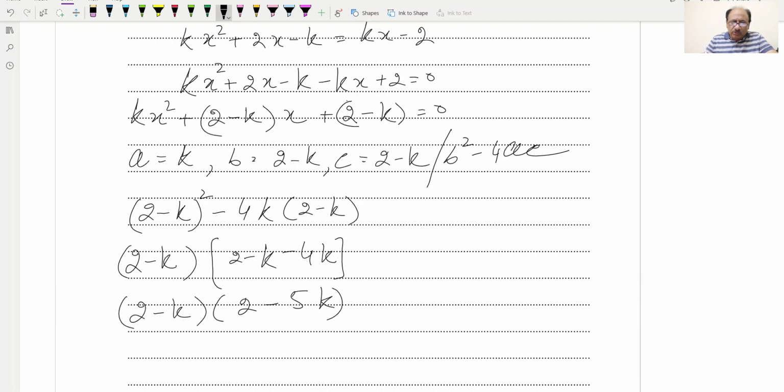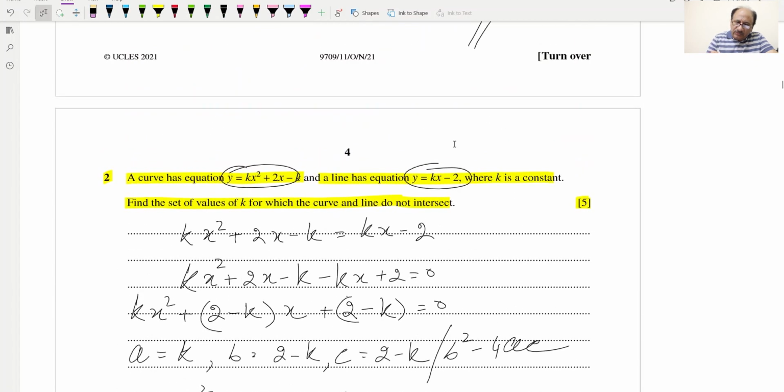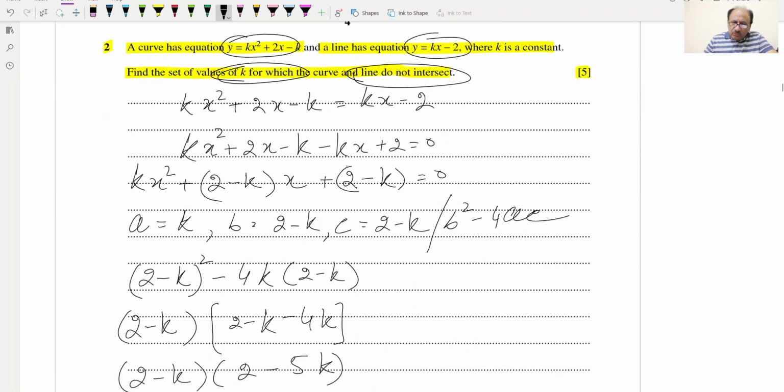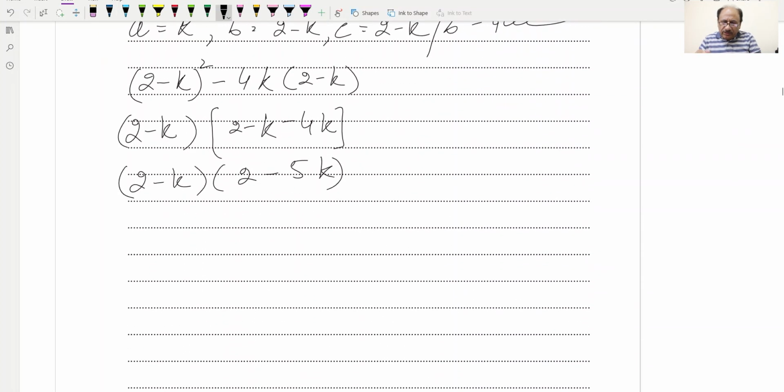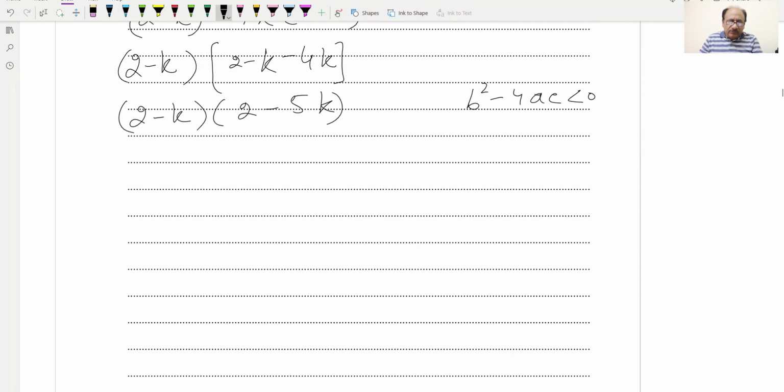Now, for no real solutions, as it is given in the question, find the set of values of k for which the curve and line do not intersect. For that, b squared minus 4ac should be less than 0, so no real solution. So if we replace it with equal to 0, we'll get k is equal to 2, and the second point we will get k is equal to 5 by 2. So basically 2 by 5, sorry.